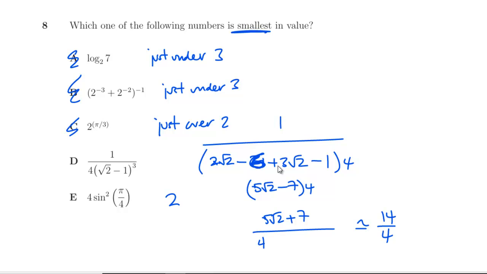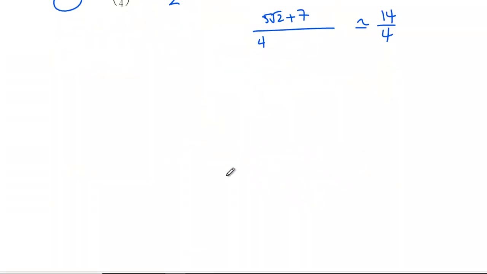So, well, it's more than 3. So it's certainly not going to be smallest. So it's going to be E. Right, that felt as though it took me a bit longer than it should have done.